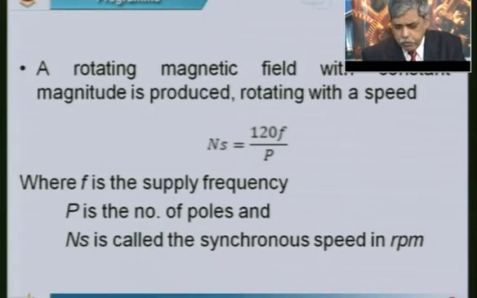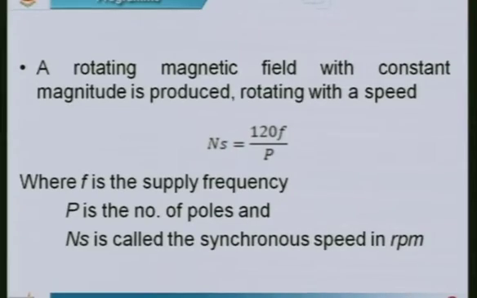Now, see, for a given motor, when it is fed from a given supply, the frequency is constant, therefore f is constant. When I wind the stator for a definite number of poles, I will not be changing the number of poles, therefore p is also constant. So this expression 120 f by p will give you a speed which always remains constant for an induction motor, therefore it is called a synchronous speed or a constant speed. Now to vary this, either I need to vary the number of poles or the supply frequency.